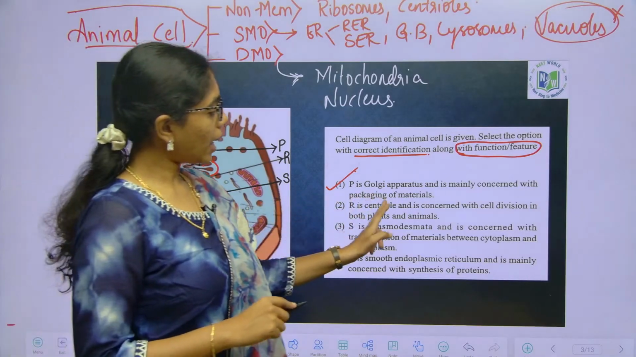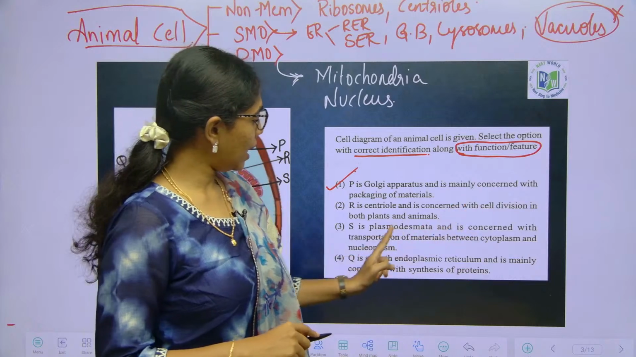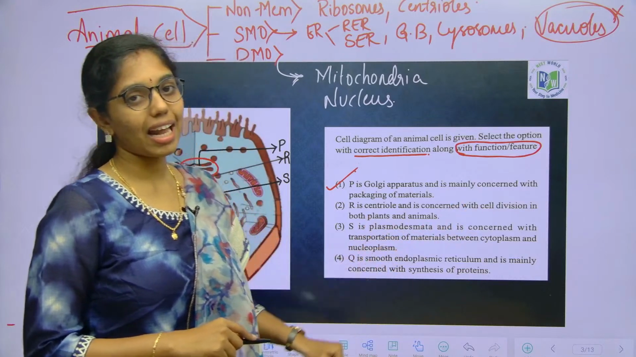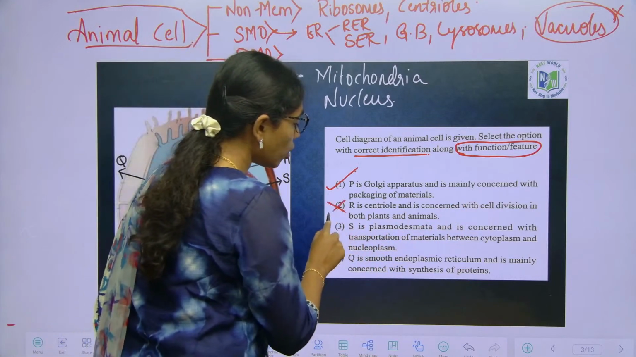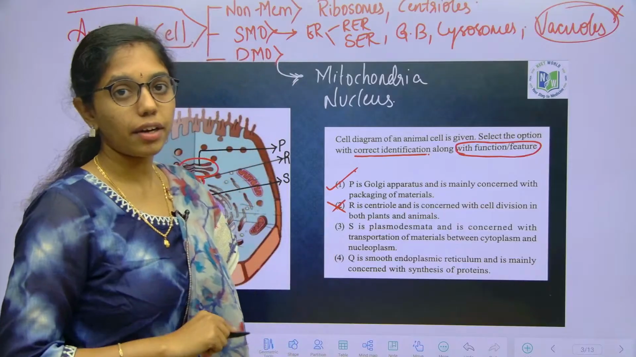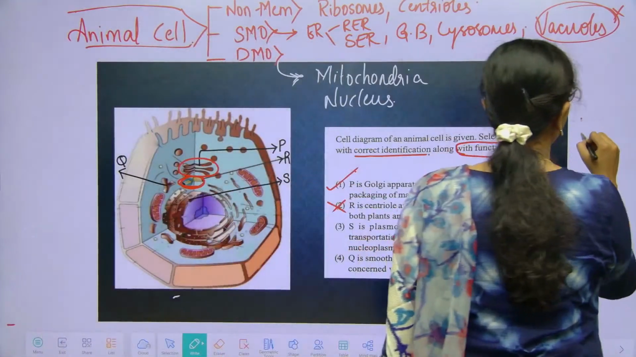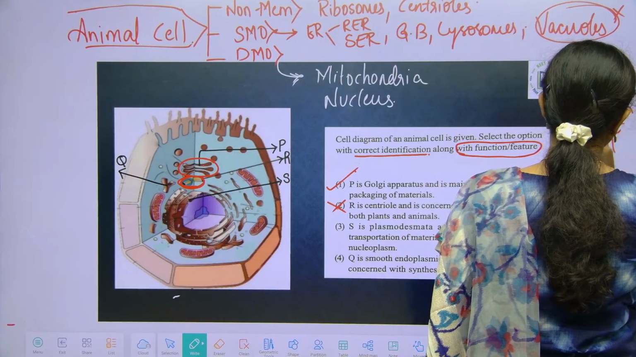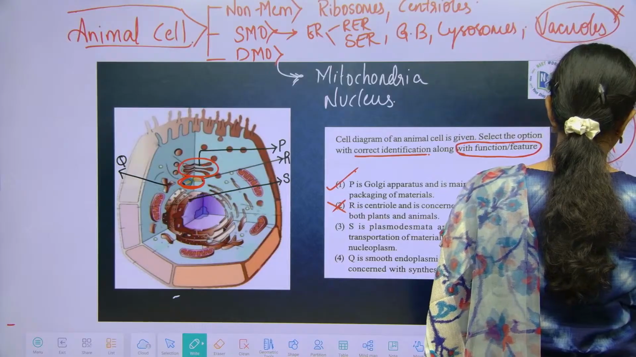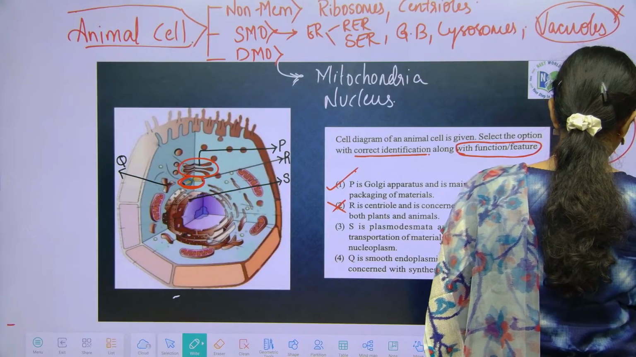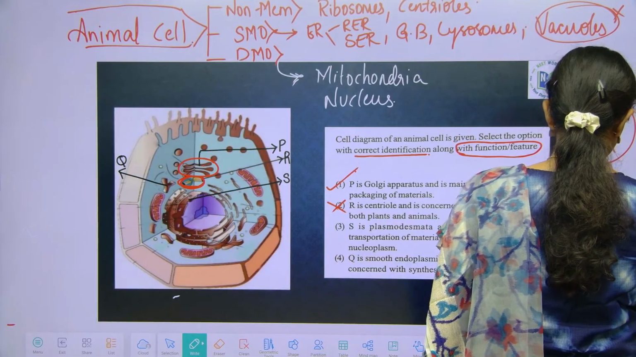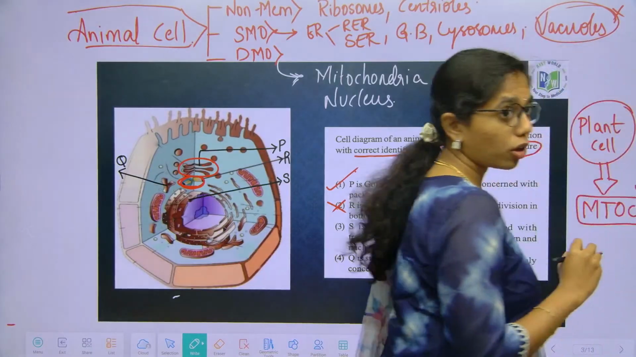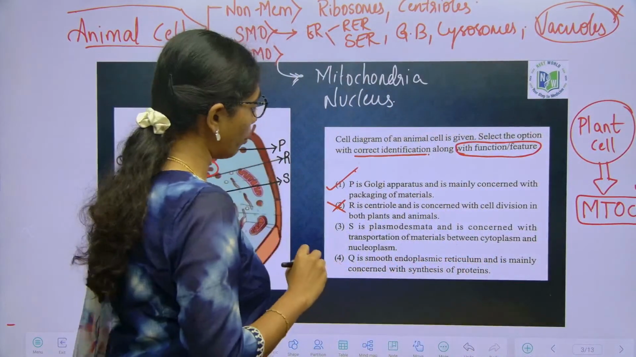R is centriole and is concerned with cell division in both plants and animals. No, in plants centrioles are absent. The function of centrioles in a plant cell is compensated by microtubular organizing complex.